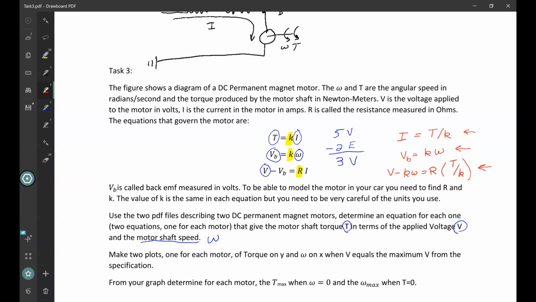The way you do that is essentially the same way that you find the constants of integration. What you want to do is find values of these 5 variables: the torque, the current, the VB, the omega, that you know, and then substitute into the equations to find the values. I'll show you what I mean.